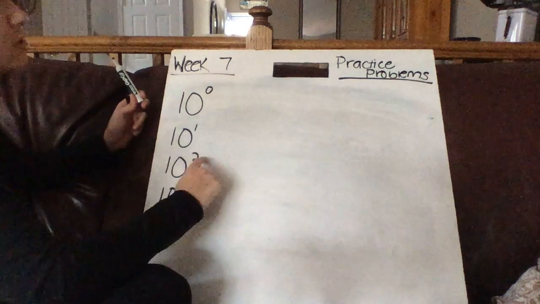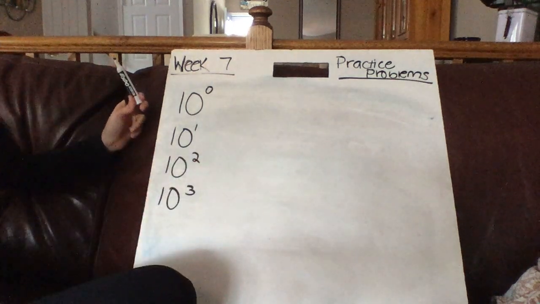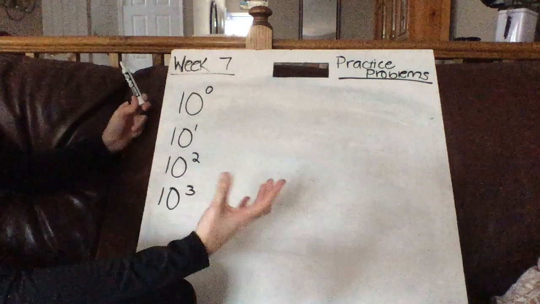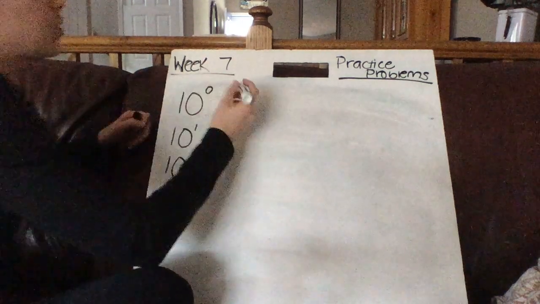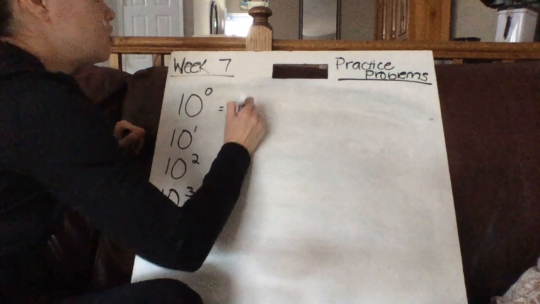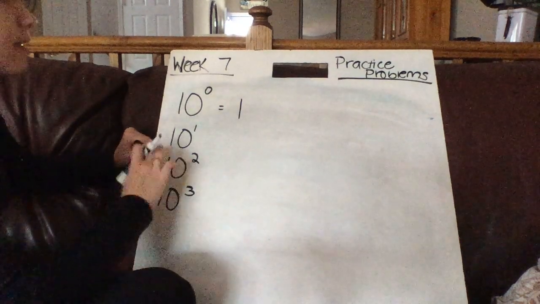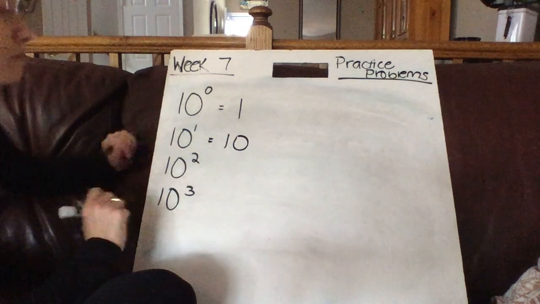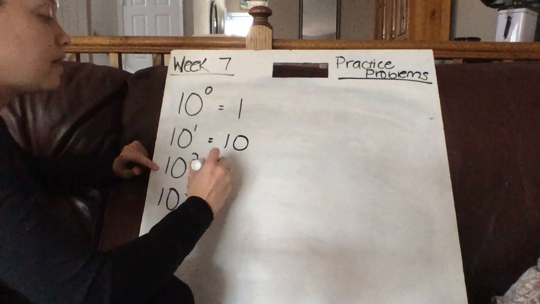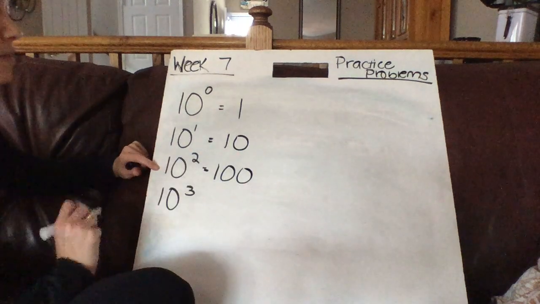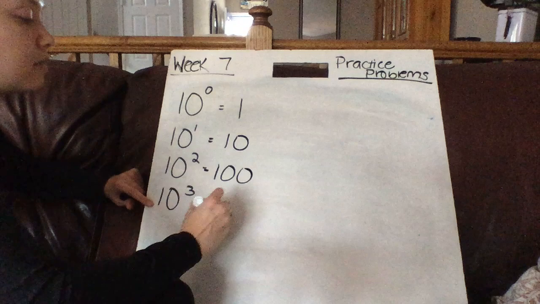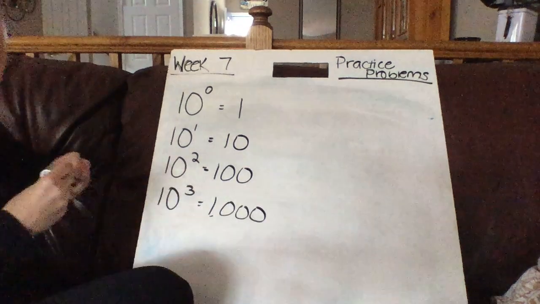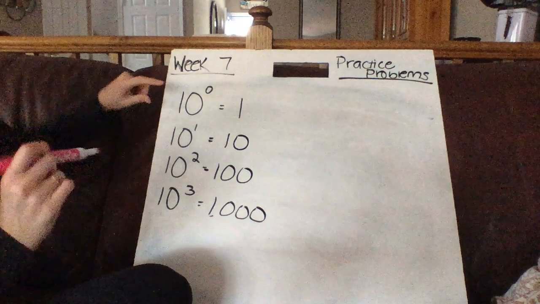The exponent tells you how many zeros you need to put. So you don't even really have to know exactly what the exponent represents. You just kind of have to know, okay, 0 means there's 0 zeros. So 10 to the 0 power is equal to just 1. 10 to the first power means there's 1 zero, so that equals 10. 10 to the second power is 2 zeros, and 10 to the third power is 3 zeros.